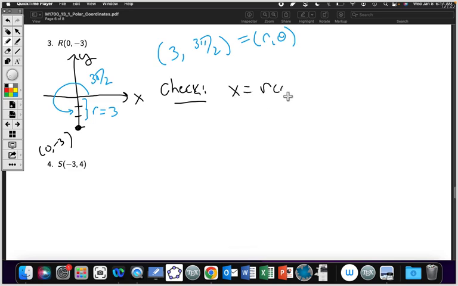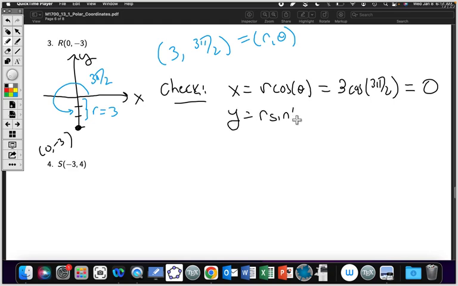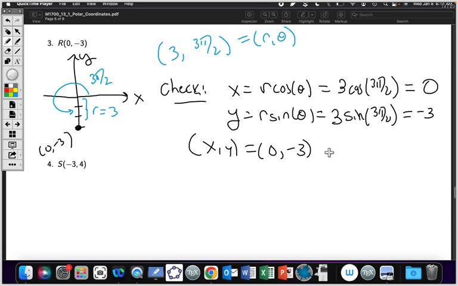X is r cosine theta. 3 cosine 3 pi over 2. The cosine of 3 pi over 2 is 0. 0 times 3 is 0. Y is r sine theta. 3 sine 3 pi over 2. The sine of 3 pi over 2 is negative 1 times 3 is negative 3. So we're right back to xy 0, negative 3.